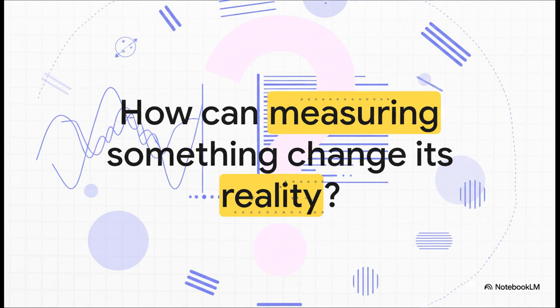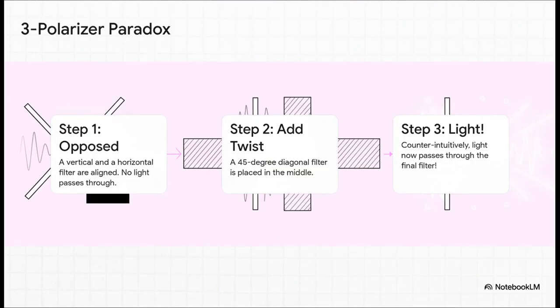Let's actually see it in action with a really cool experiment. Okay, follow this closely. You take a filter that only lets vertical light through, and you put it in front of a filter that only lets horizontal light through. You put them together, and nothing. No light gets through. Total darkness, exactly as you'd expect. But now, you do something that seems like it shouldn't work. You slip a third filter, one that's polarized diagonally at 45 degrees, right in between the first two. And suddenly, some light gets through the whole thing. How on earth is that possible?